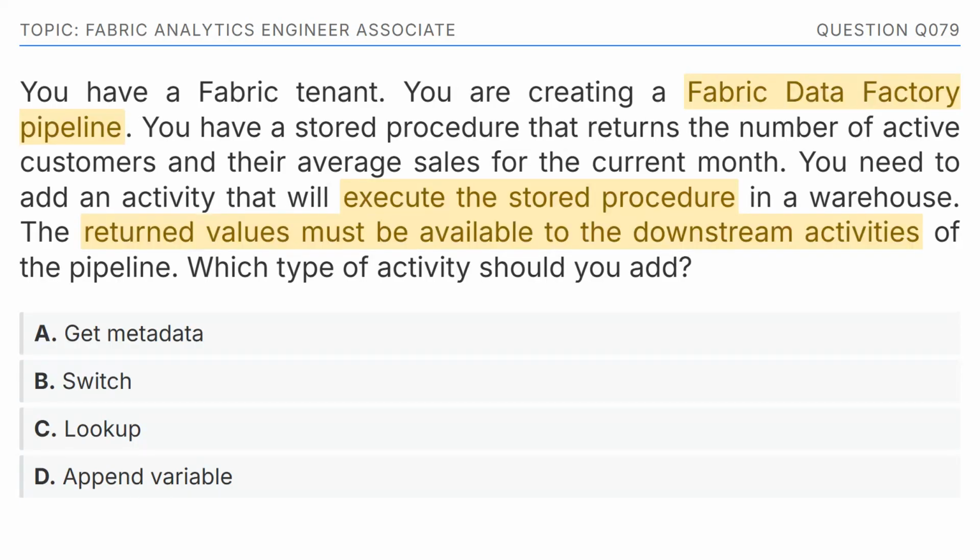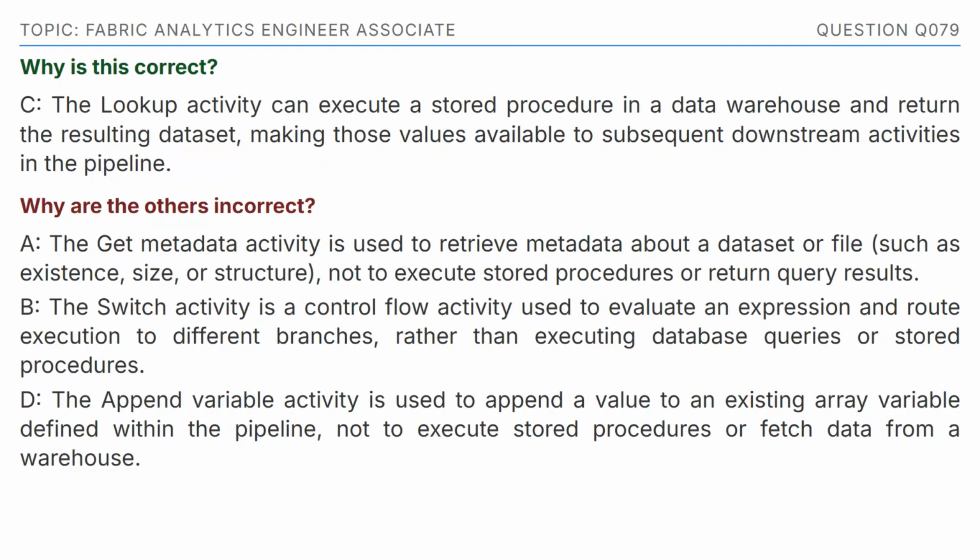To arrive at the correct answer, we focus on the keywords: execute the stored procedure, returned values must be available to the downstream activities, Fabric data factory pipeline. The correct answer is Option C, lookup. Why is this correct? C. The lookup activity can execute a stored procedure in a data warehouse and return the resulting dataset, making those values available to subsequent downstream activities in the pipeline.